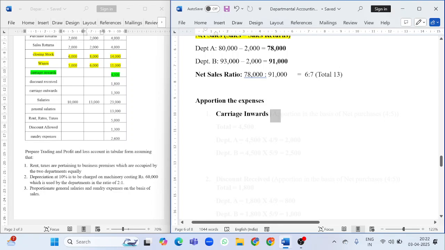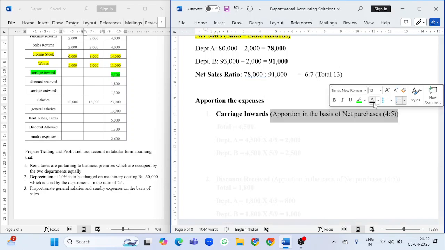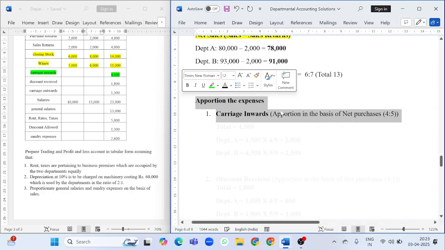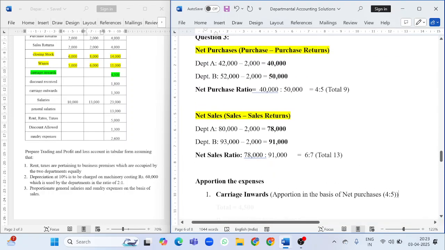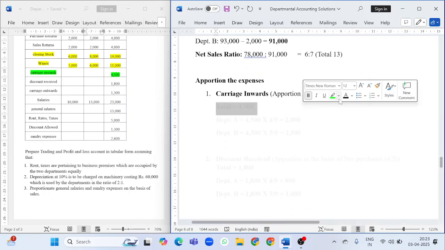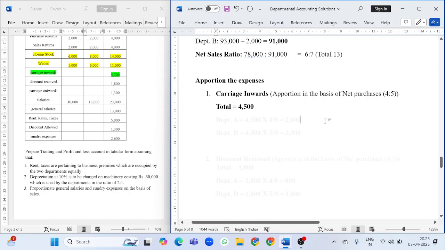According to the rules, carriage inwards should be apportioned on the basis of net purchases. Based on the ratio of net purchases, we have to divide it. And what is the ratio of net purchases in our question? It is 4:5. If you see here, it is 4:5, net purchases. Clear? So what is the total carriage inwards they have given in the question? It is 4,500. This has to be divided between department A and department B in the ratio of 4:5.